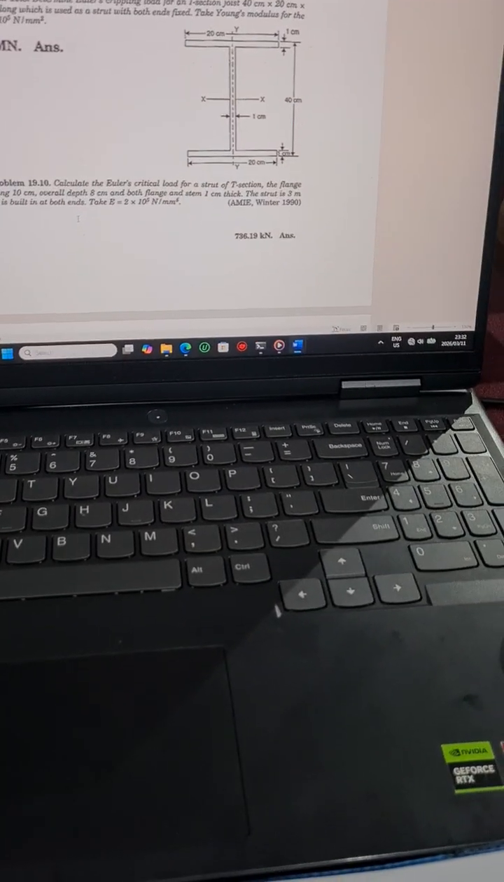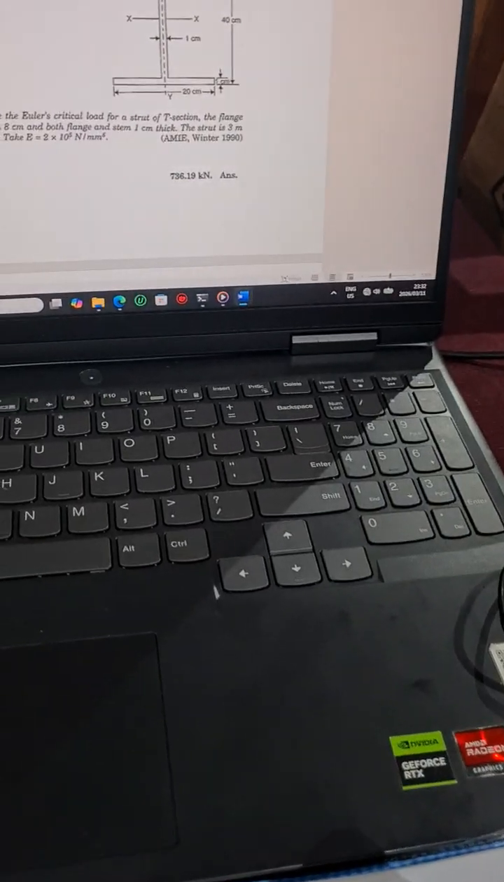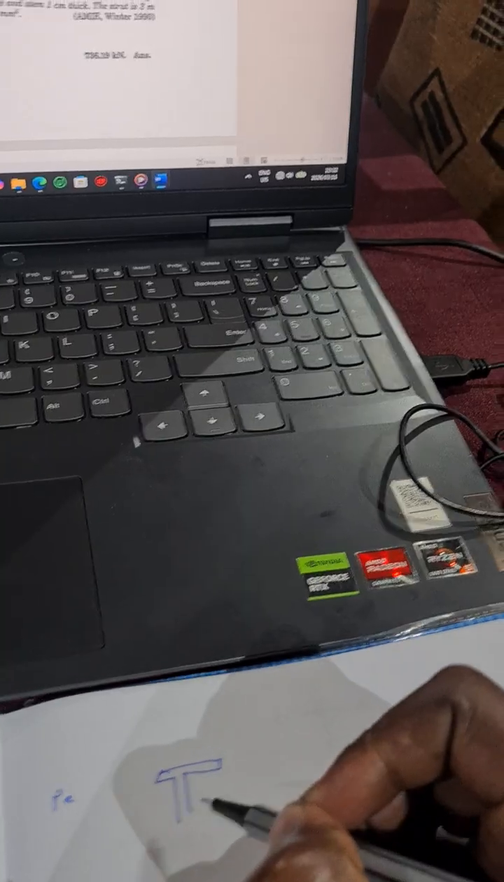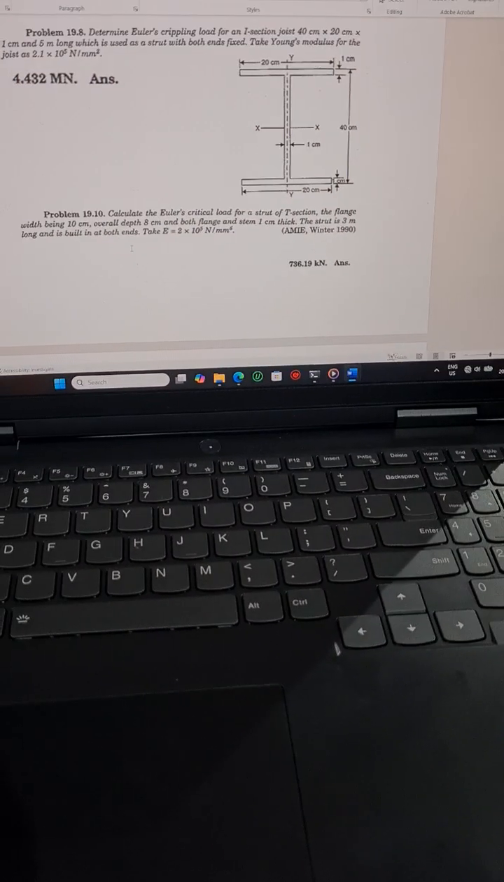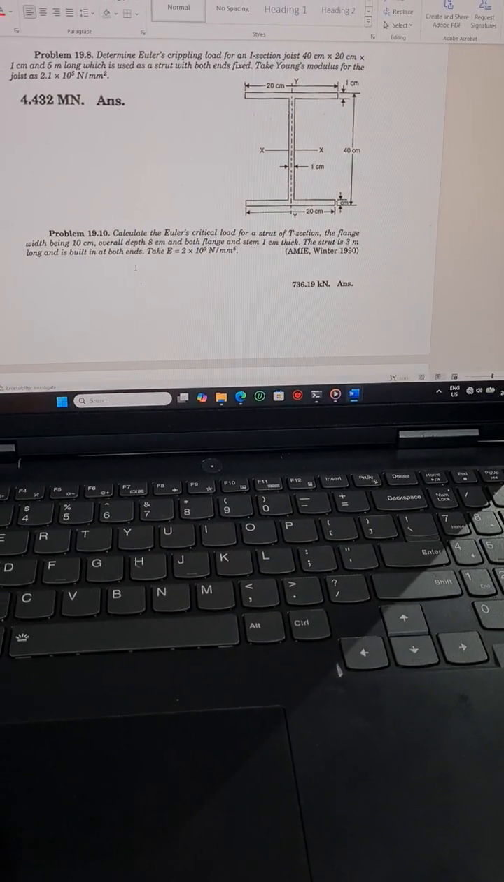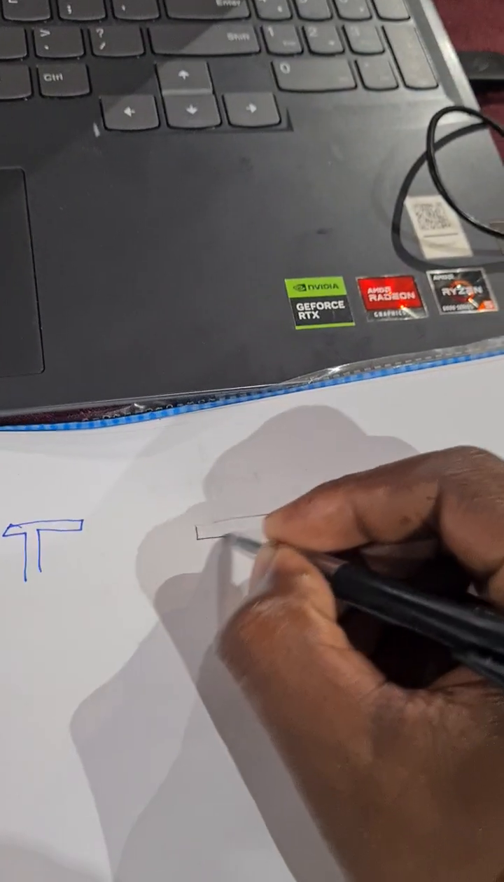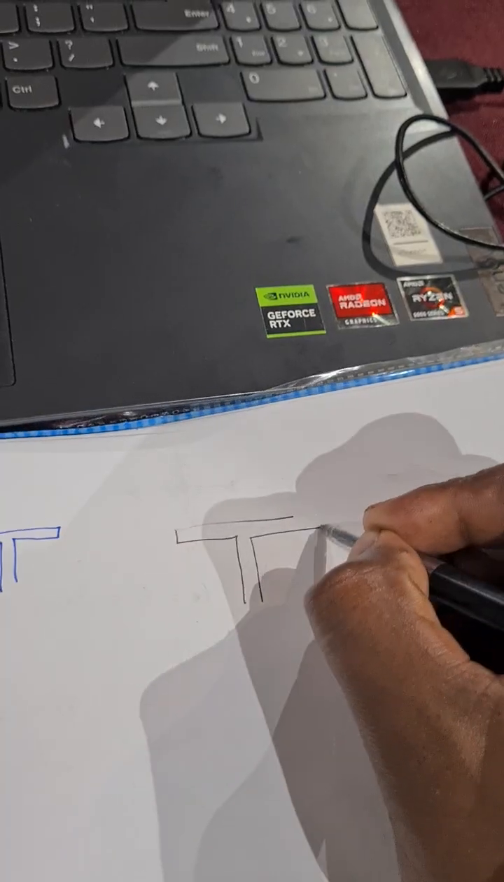Let's do it step by step. So they ask us to find what? P, so P_E, right? We know that they said the strut is T section. That means the cross section is T shape, right? And they said the flange width is 10 centimeters. Let's draw it perfectly now. Let me just use a black pen. So that means we have a T, like this.